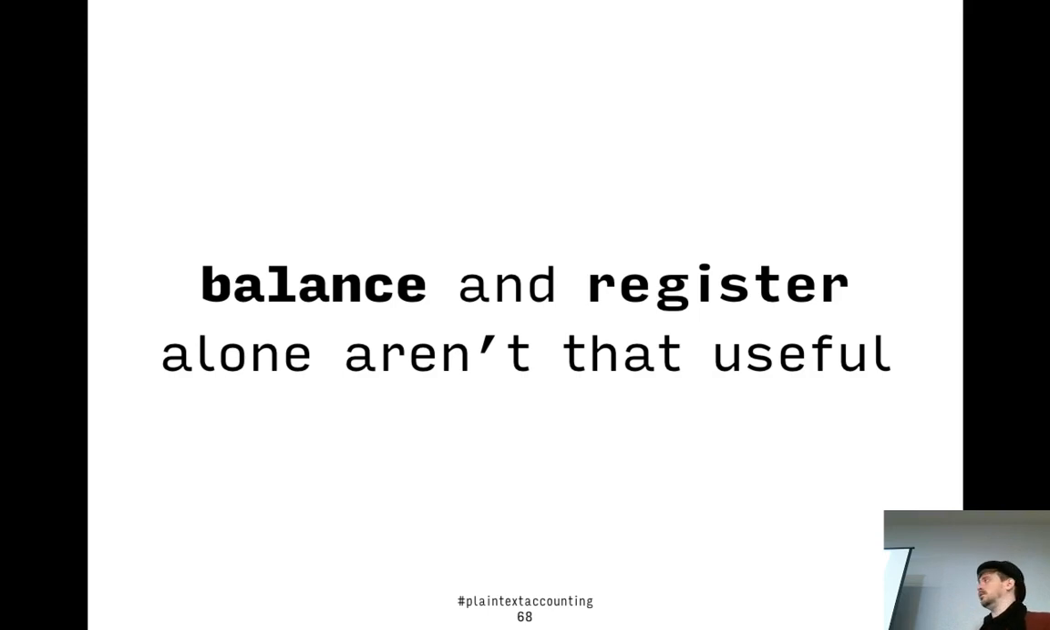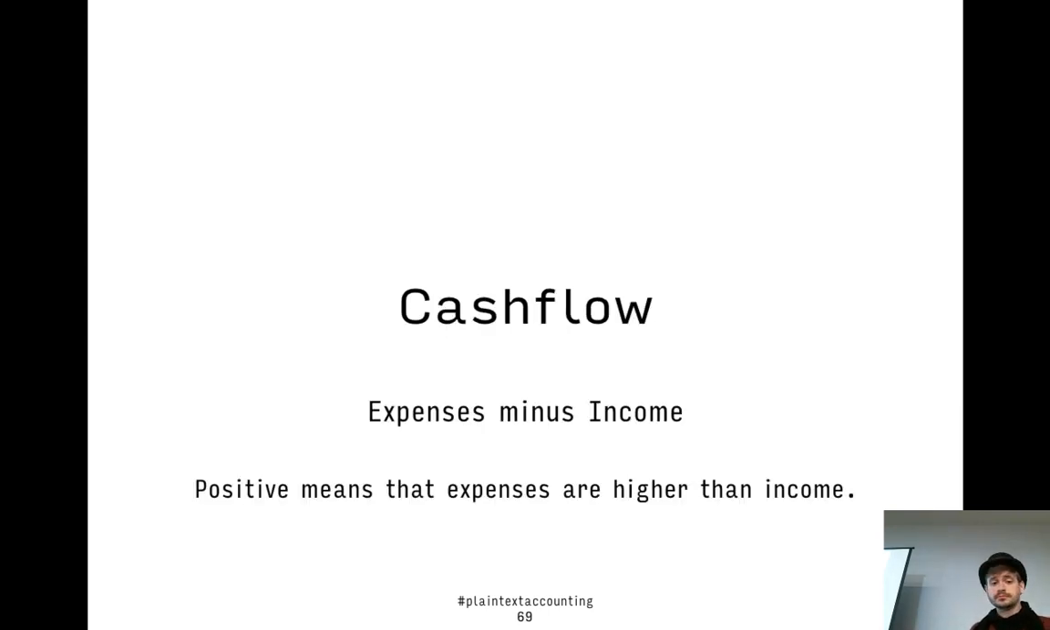Balance and register alone aren't really that useful. Those are kind of the basic commands. They give you a view of everything. What you really are interested in, especially as you are running a business or trying to understand your net worth, are these things. If you deduct income from expenses, you get your cash flow. Positive cash flow in Ledger means that more money is going out than coming in, and negative cash flow means that you're saving money. You have a surplus.